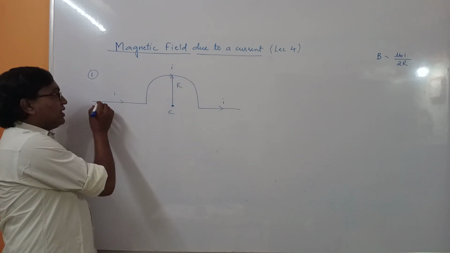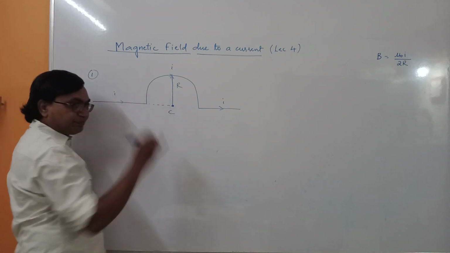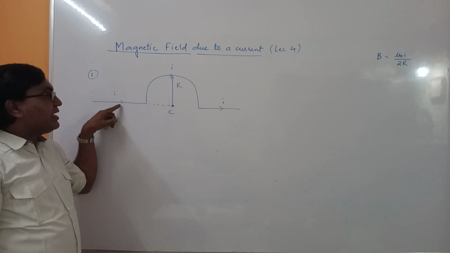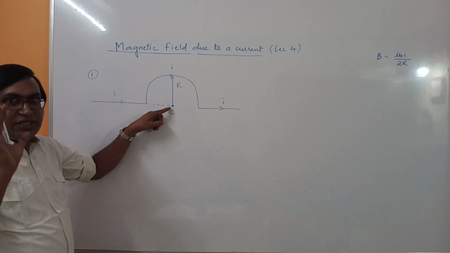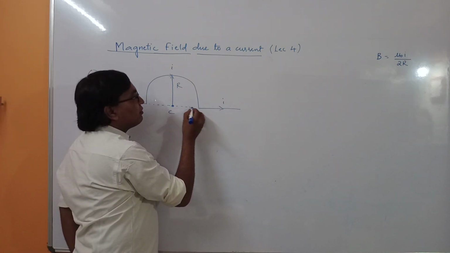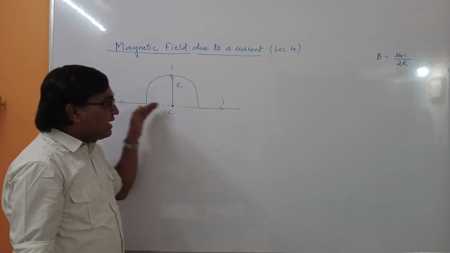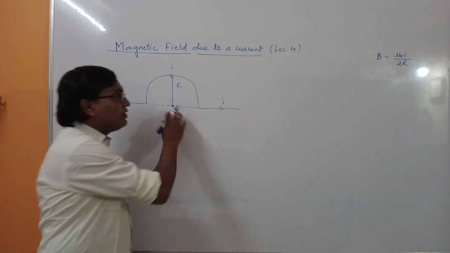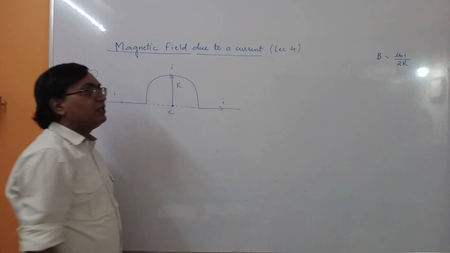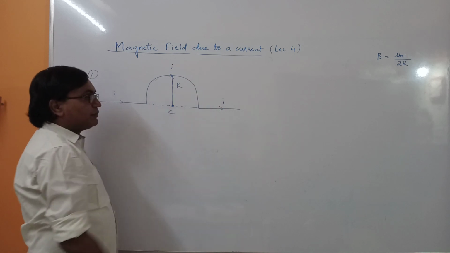Now, this is a semi-infinite wire, but this point C is on the line of the wire. So the magnetic field due to this wire at point C will be 0. Similarly, the magnetic field due to this wire about point C will be 0 because point C is lying on the line of the wire. Okay, so this is the length of the wire. If you extend this, it is lying on that point. So it is 0.